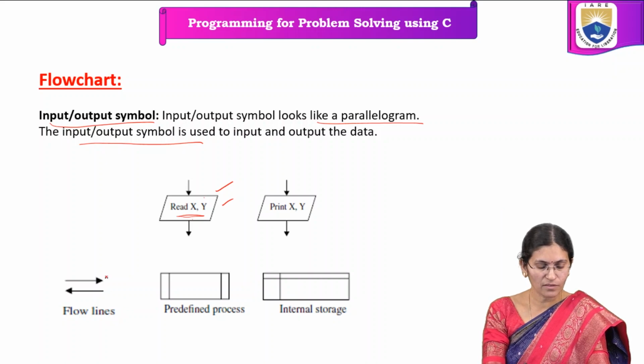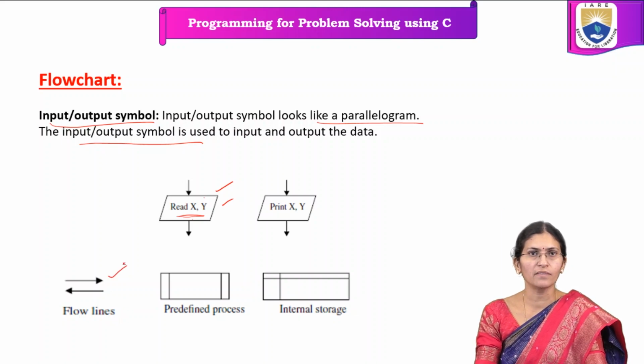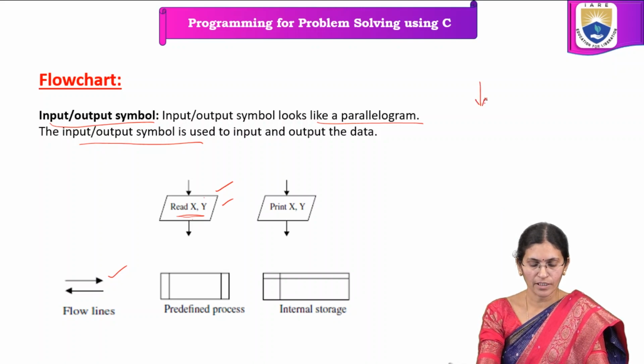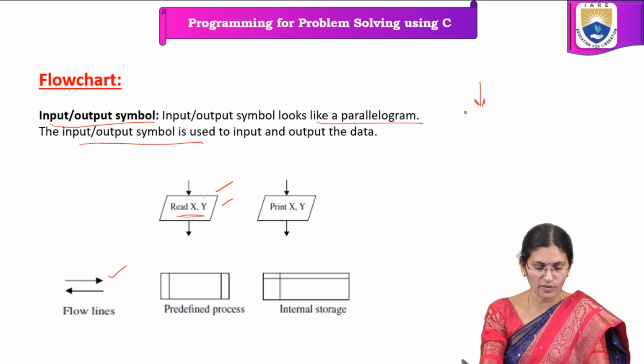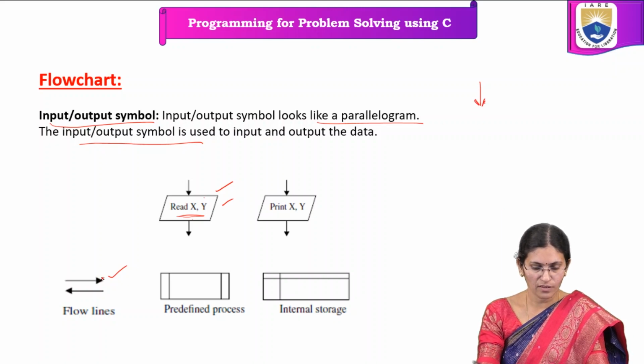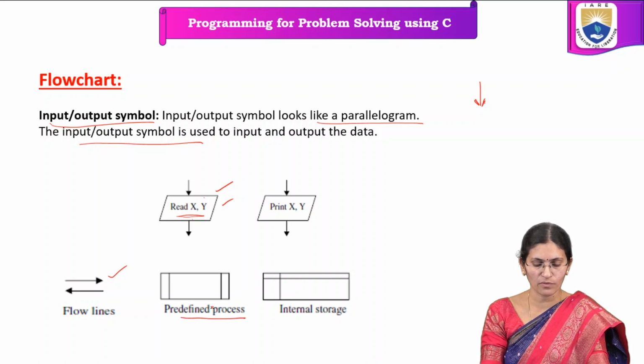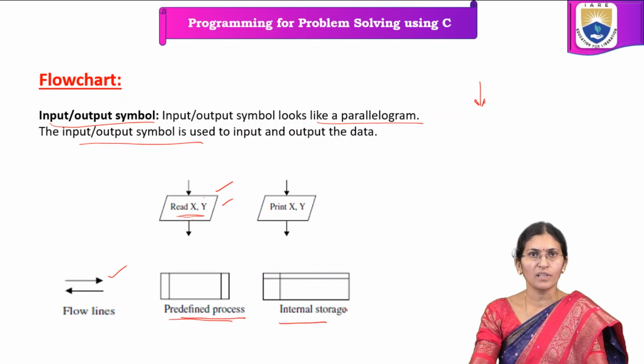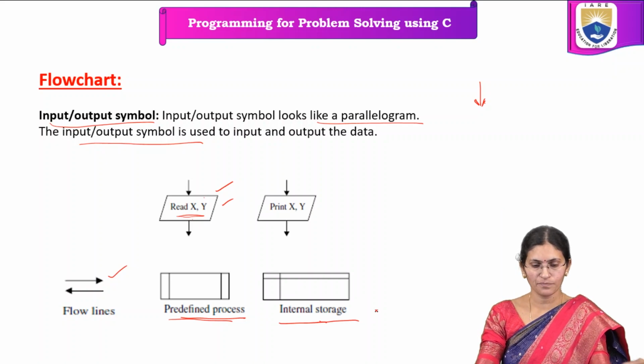Next symbol is the flow lines. So these flow lines determine how the process of problem solving goes. So direction of the flow, direction of the process or workflow process is given by these symbols. Next one is predefined process. So this is another symbol which is used in flowchart for predefined process, and this one is the other symbol which is used in flowchart when we are using for internal storage.